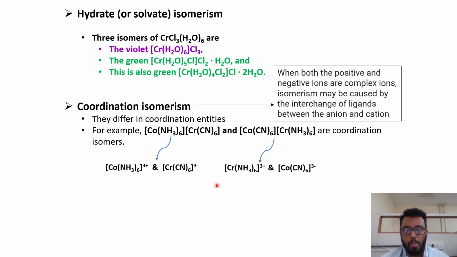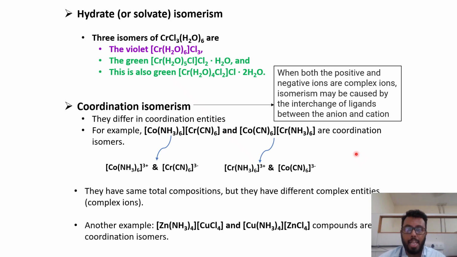Similarly, you can also write this type of ion. Look here, this cobalt is interchanged with the chromium. In the previous case, cobalt is bound with the amine ligand. Now, the chromium is bound with the amine ligand. Just interchange, we have interchange. And similarly, for the cyanide, the chromium metal ion was bound, and here the cobalt metal ion has been bound. So this is how coordination isomerism will happen. They have the same total composition, but they have different complex entities or complex ions.